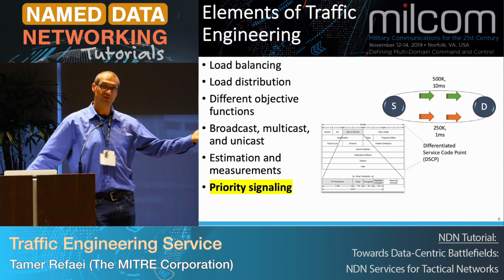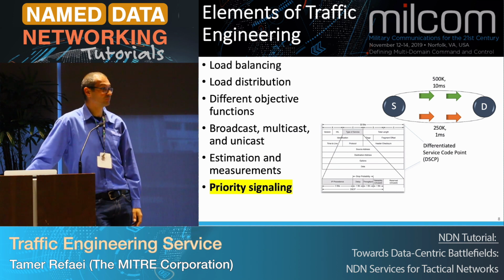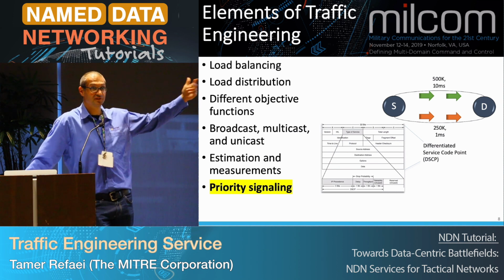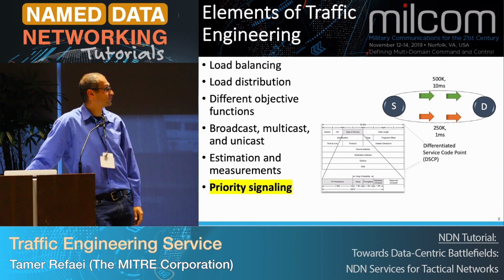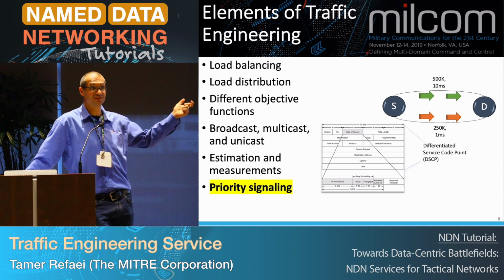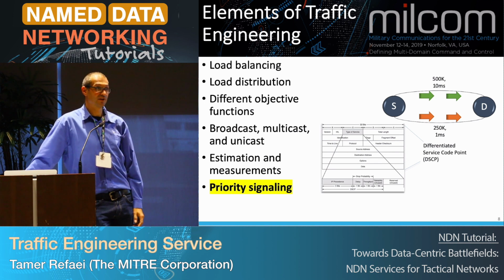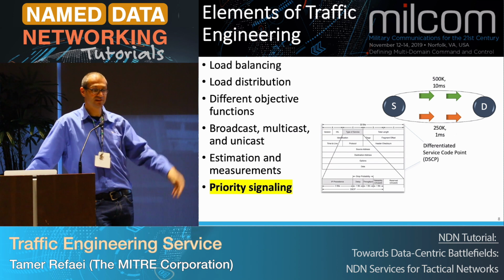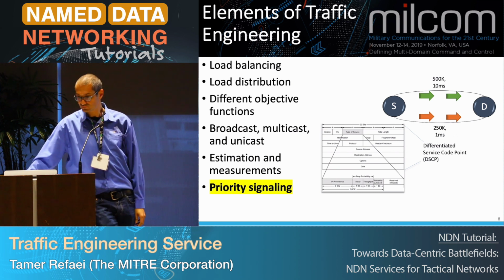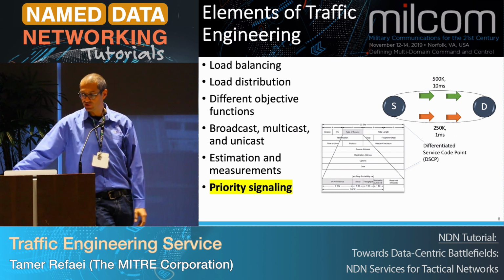Traditionally, we've been using the DSCP, the differentiated service code point component within IP, to signal that, right? So we have 64 different priorities that we could utilize, and we mark packets to reflect that. Okay, so all that is good.